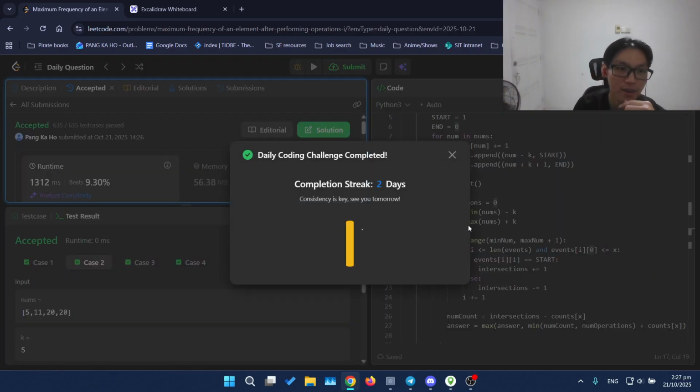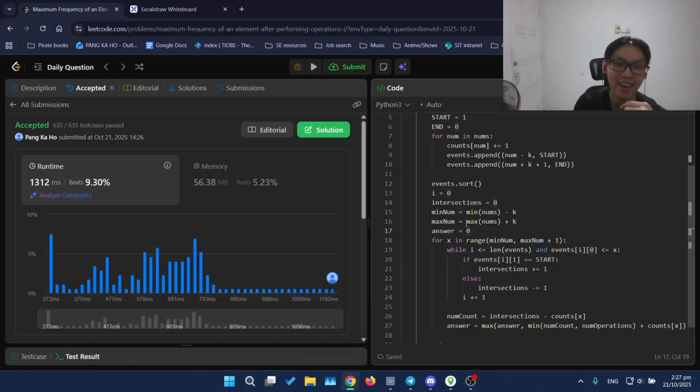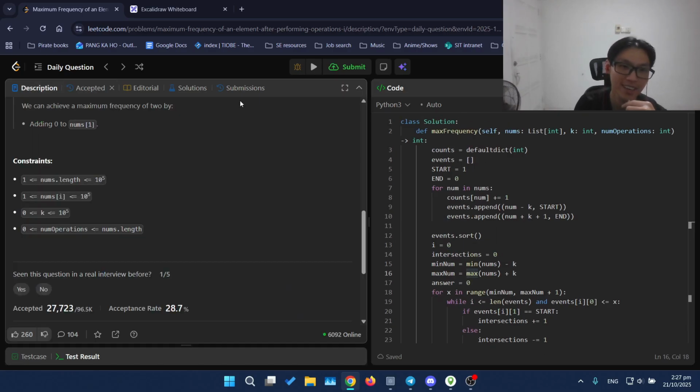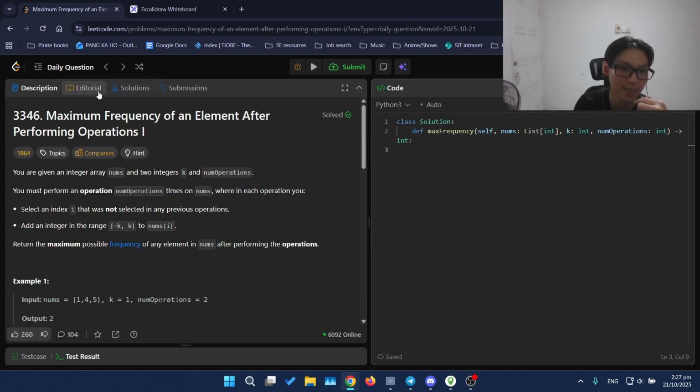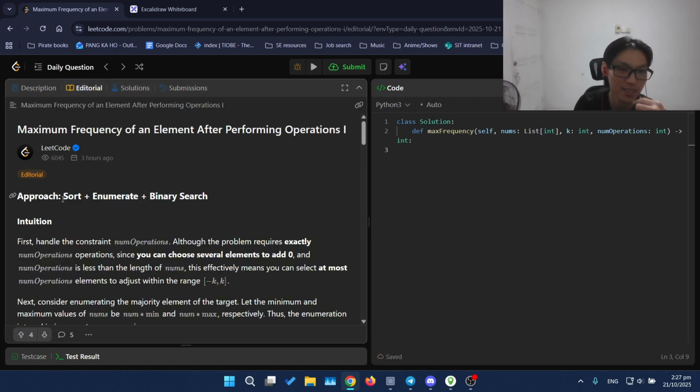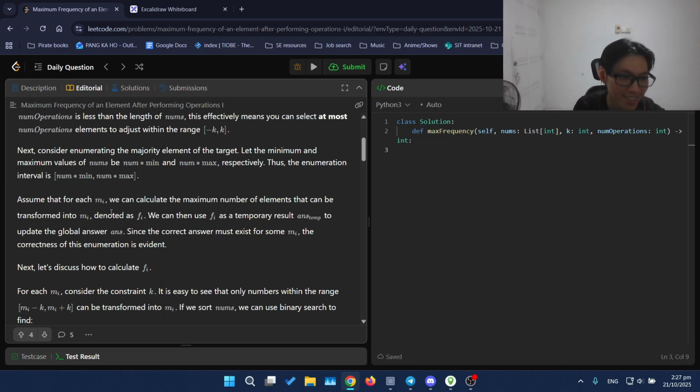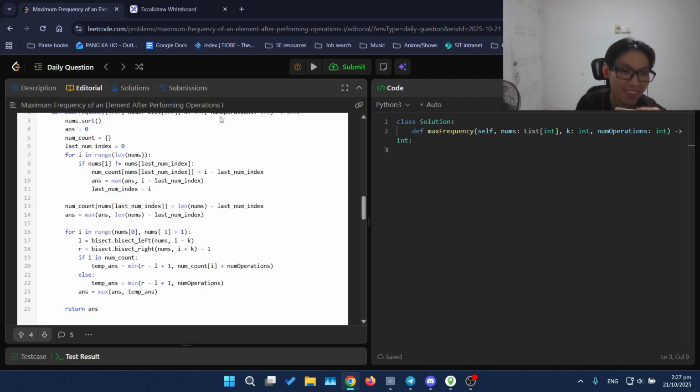Is it fast enough? Hell yeah. Hell yeah, baby. This was a tough nut to crack. See, I knew there was a binary search solution, okay? But, well, I don't know how to do it. Fine, so whatever. Let's see how they do it.